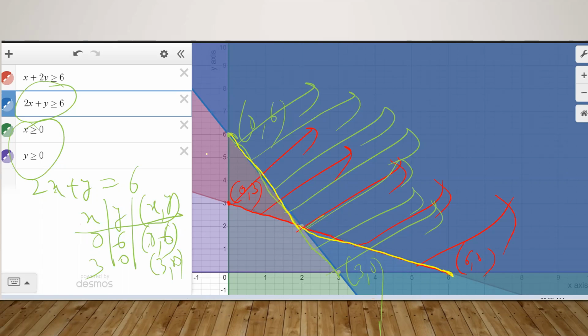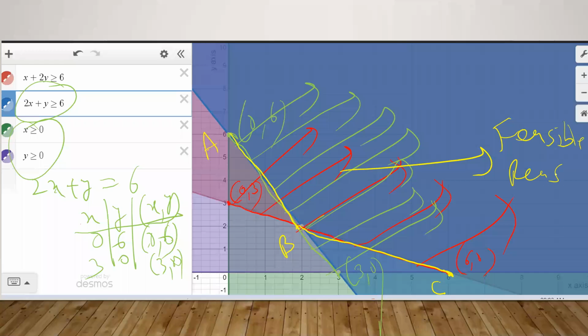Let me give a name to it: A, B and C. These are the corner points of this feasible region. This is my feasible region. The corner points are A, B and C. Now in a minimization problem, because of these constraints greater than or equal to, we are taking the part which is above the line. So this will not be a bounded region.